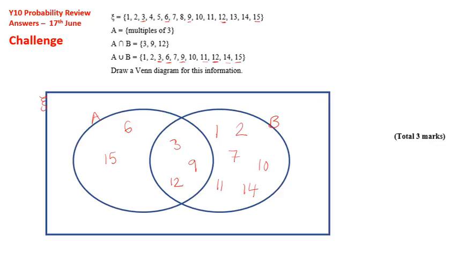Now I need to check that I've got everything in my universal set. Anything that is missing needs to go around the outside. So just along the universal set, this is all of the numbers, 1, 2, 3, 4, 5, 6, 7, 8, 9, 10, 11, 12, 13, 14, 15, all of the numbers from 1 to 15. Let's just check that any that we haven't yet put in go on the outside. So 1, 2, 3, 4 is missing, goes outside, 5 is missing, 6 is there, 7, 8, 9, 10, 11, 12, 13, 14, 15 and we're finished.